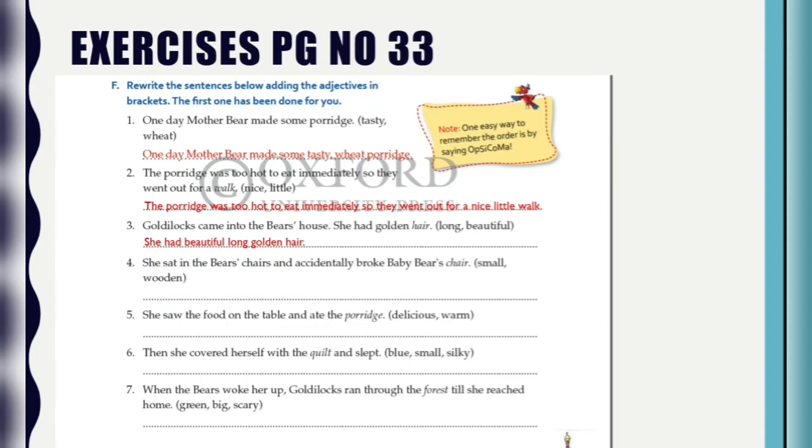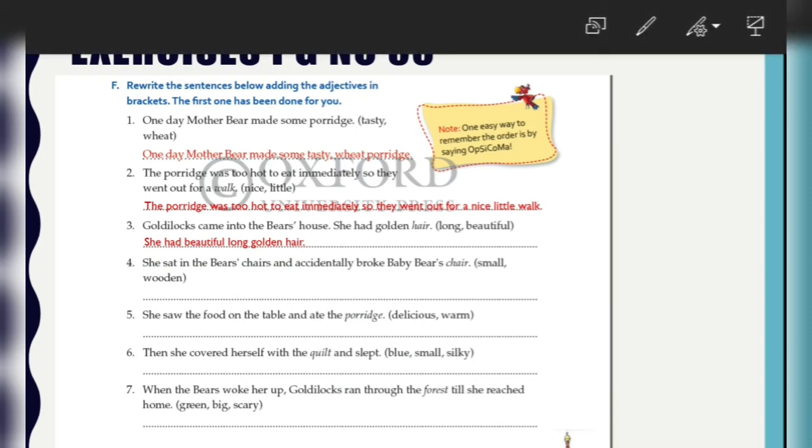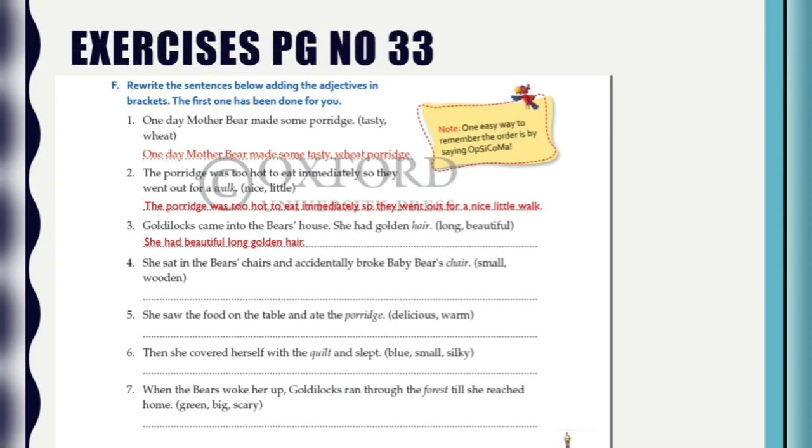Fourth one, she sat in the bear's chairs and accidentally broke baby bear's chair. Here you have to use small and wooden. Now wooden is a material and small is size. So first you are going to use size and then you are going to use material. So our answer will be she sat in the bear's chair and accidentally broke baby bear's small wooden chair.